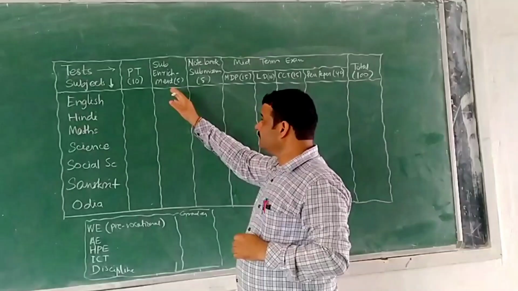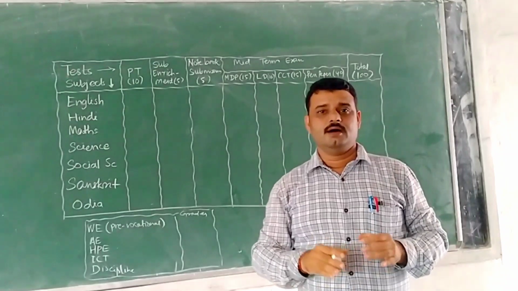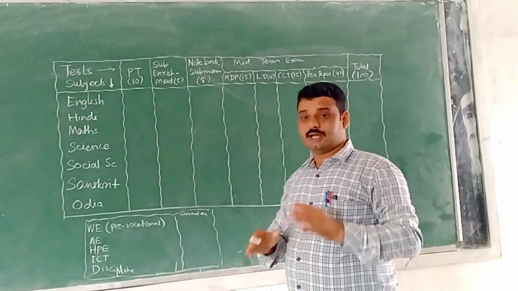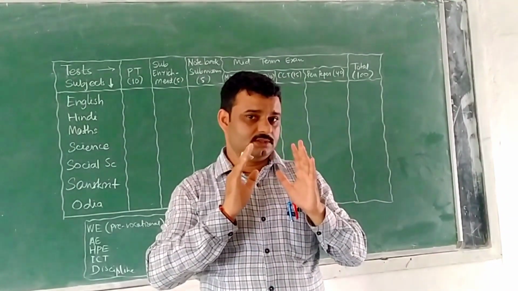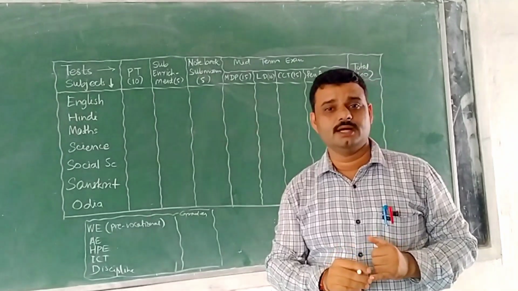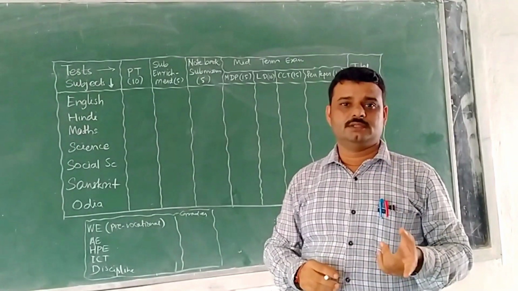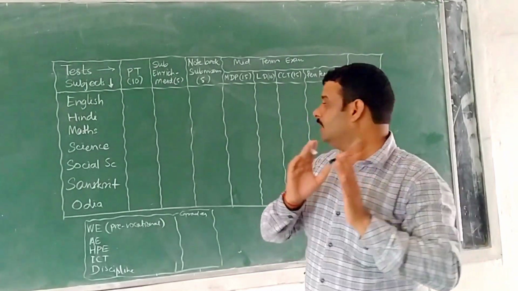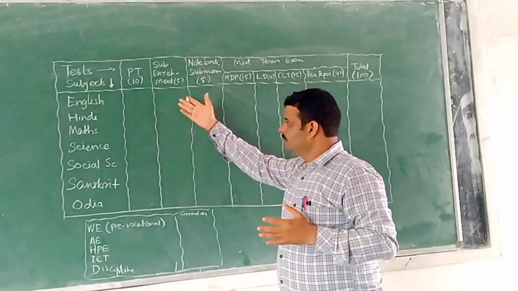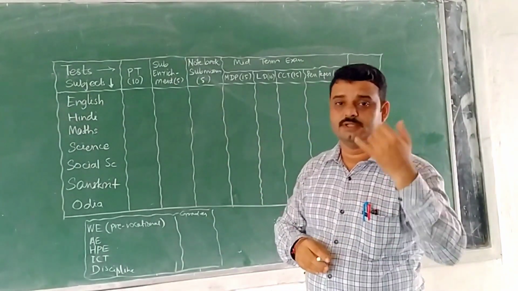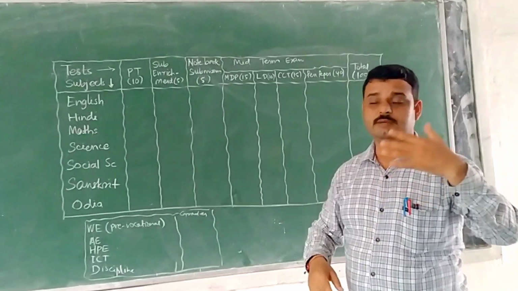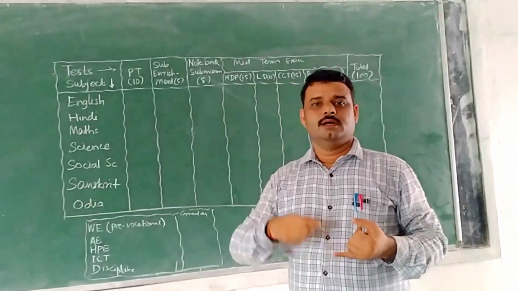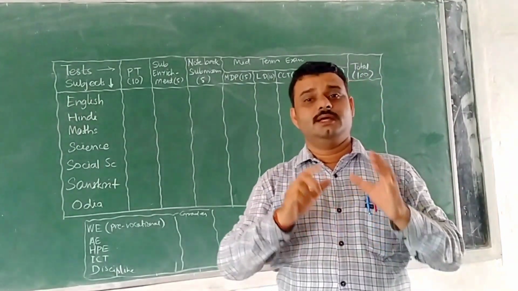And subject enrichment activities are not conducted separately in examinations like the PT or the pen paper test. The guideline says that these subject enrichment activities are to be conducted every month on a rotation basis or in a cycle. For example, in April it's for English, in the next month it might be for Hindi, the next month for mathematics. Likewise, all the subjects will be covered, but not all the subjects will be conducted in the same month.